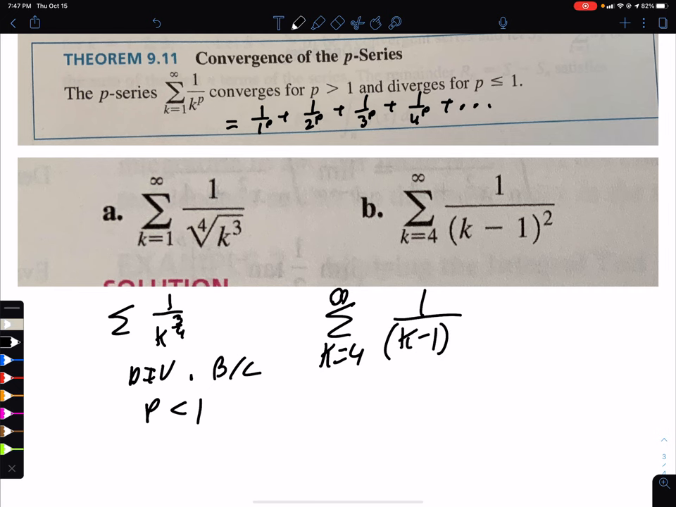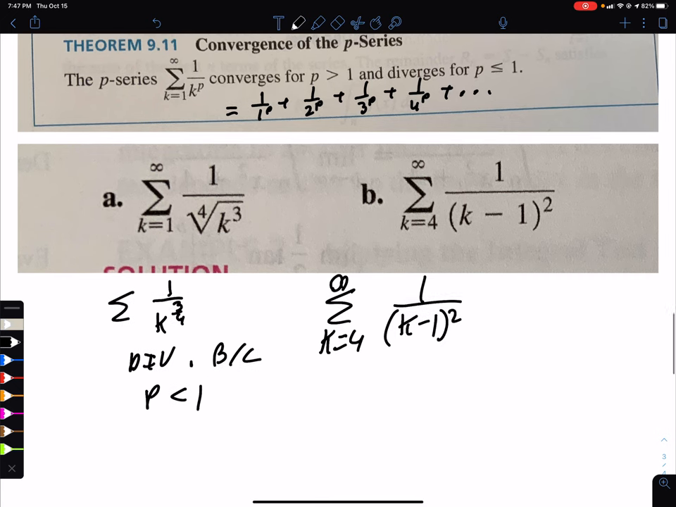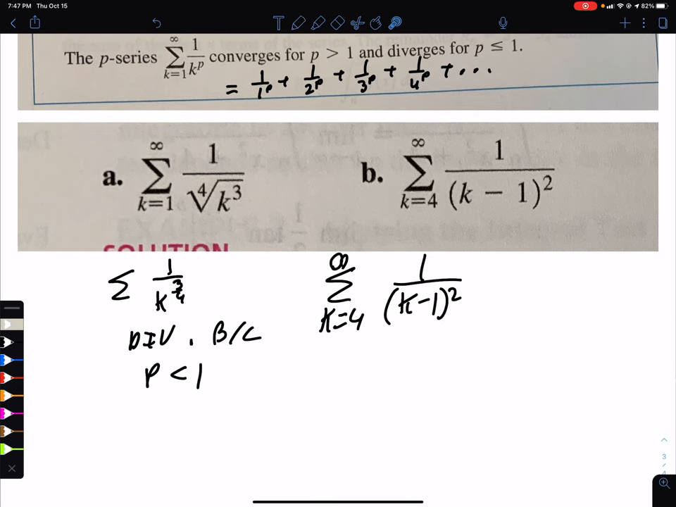This one takes some thinking, but it's good thinking. Alright. I might say to myself, man, if this were only k squared, I could say for sure this is a convergent p series because p is greater than 1. How can I do that? Let's look at what these terms are. Let's plug in some numbers.